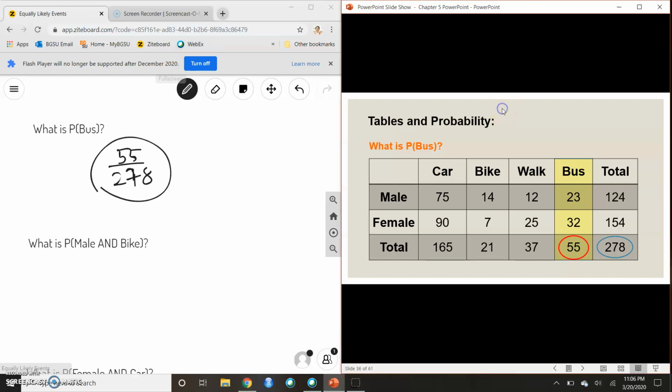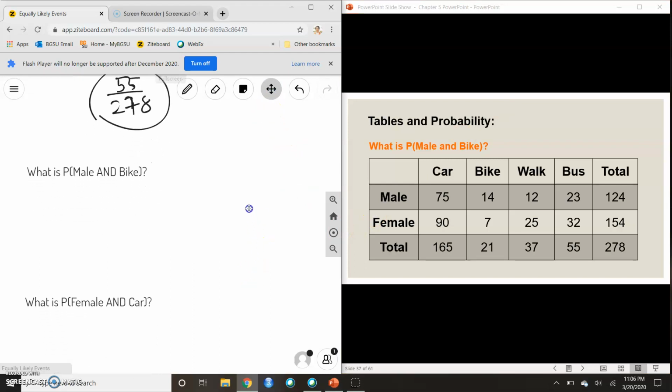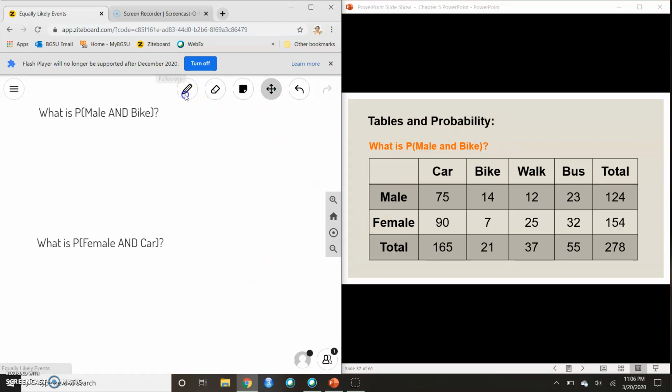Okay. Now, actually going on and applying it to AND events. So here we want to know what is the probability of being male and taking the bike to school. So as you remember, whenever we're dealing with AND events, we're looking at the intersection of the two events. So if I have two events A and B right here, the probability of A and B happening is this shaded area right here. This is where they intersect.